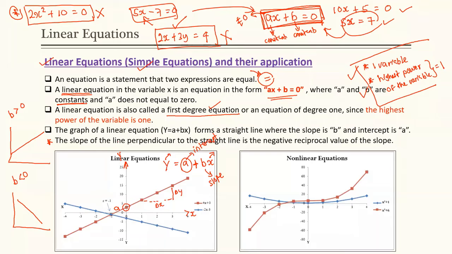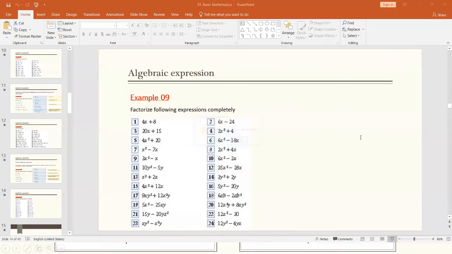The slope of the line perpendicular, ලම්බක වදිනවා කියලා කියන්නේ අංශ 90 කෝණේ හැදෙන විදියට. That is the meaning here, right? The slope of the line perpendicular to the straight line is the negative reciprocal value of the slope. I will take it like this.